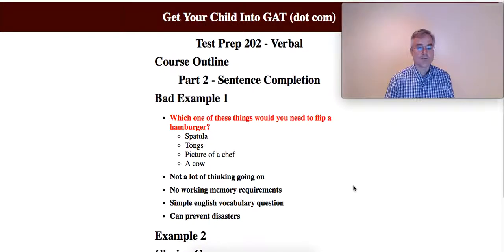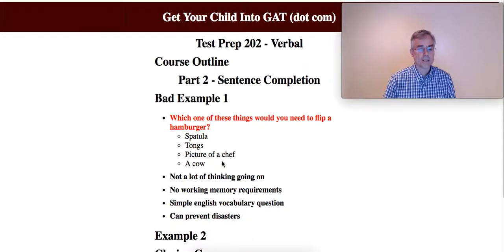Which one of these things would you need to flip a hamburger? That would be the question. If your child is very young, the proctor would read that question twice to your child, followed by 4 pictures: spatula, tongs, picture of a chef, a cow.